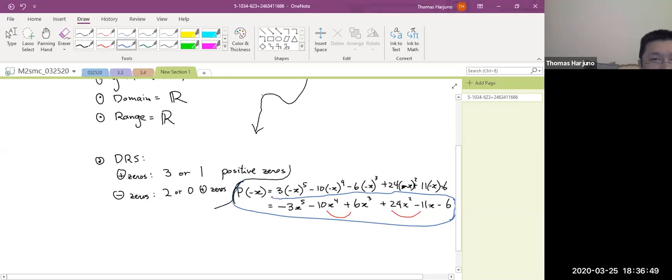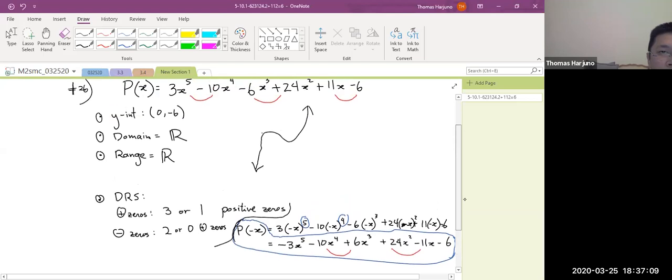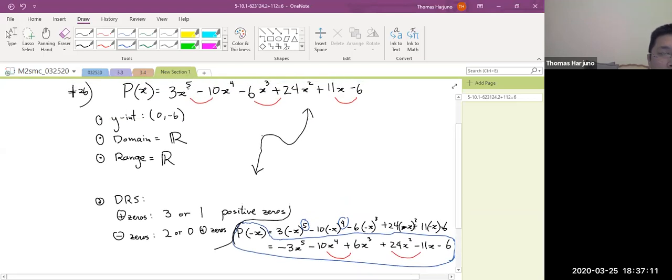With some practice, you will notice that the sign will change if the exponent is odd. If the exponent is even, the sign stays the same. If the exponent is odd, you change the sign. Compare that with the original polynomial. Degree of 5, you change the sign, becomes negative.